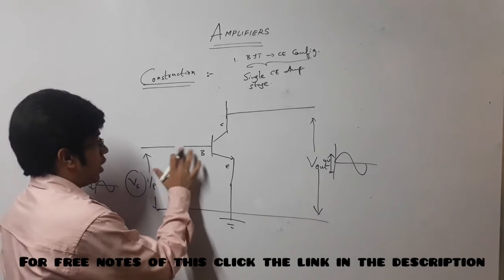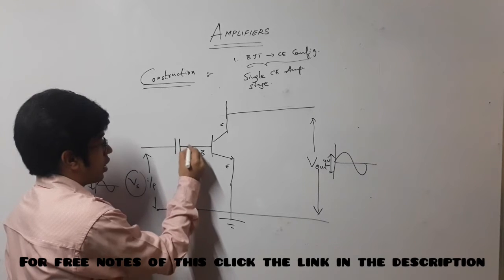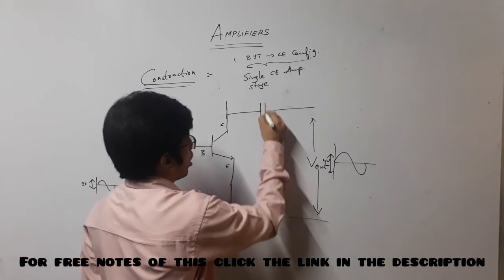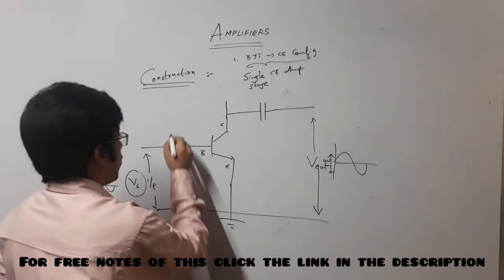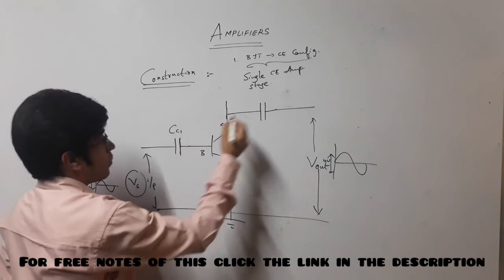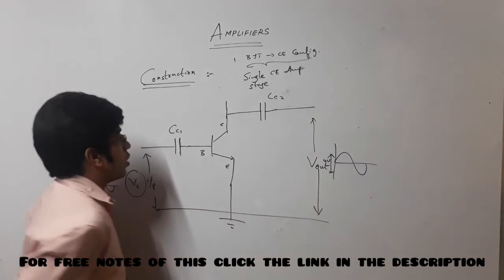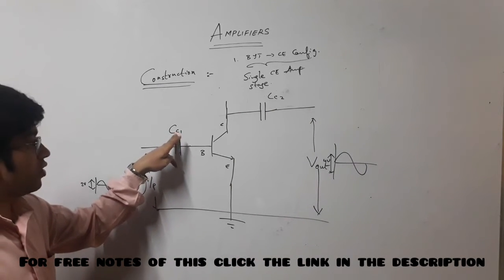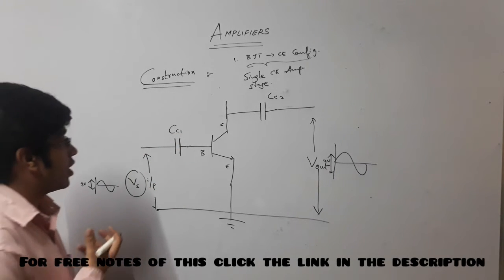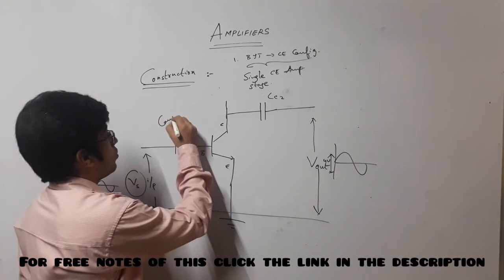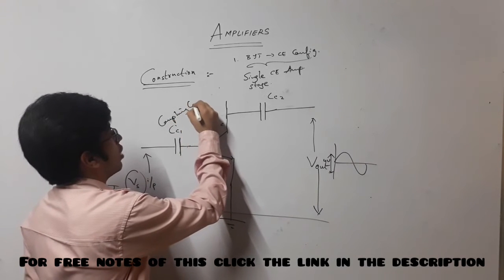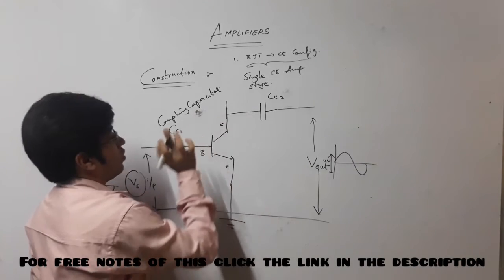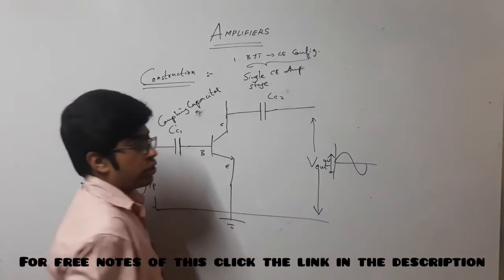Now at the input side we need to connect a capacitor. On the output side also we need to connect a capacitor. We'll name these C1, C2. Now C is for capacitor. Why are we denoting it C? The reason for this C is that we are indicating this capacitor as a coupling capacitor, CC1. Similarly, this is coupling capacitor CC2.